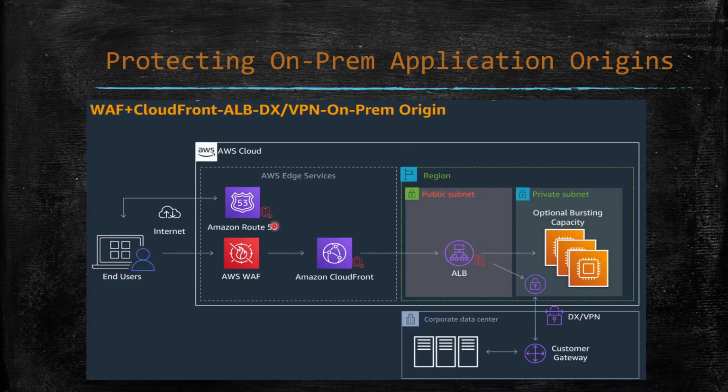Next, protecting your on-prem applications origin using AWS CloudFront, ALB, DX, and VPN on-prem origin. In this, we are going to leverage an edge service plus a regional service, both, to protect our on-prem application. Even in this scenario, the application is hosted on-prem, and we have the connectivity as site-to-site VPN, which will be connecting your backend application via the private network.